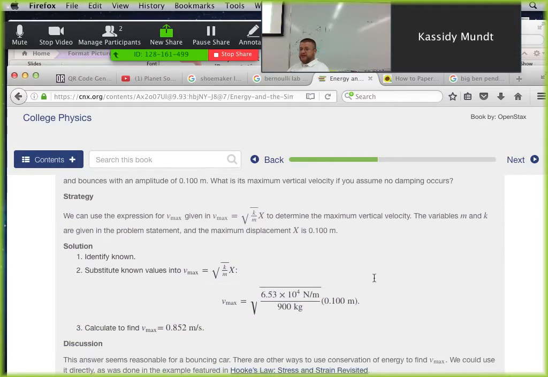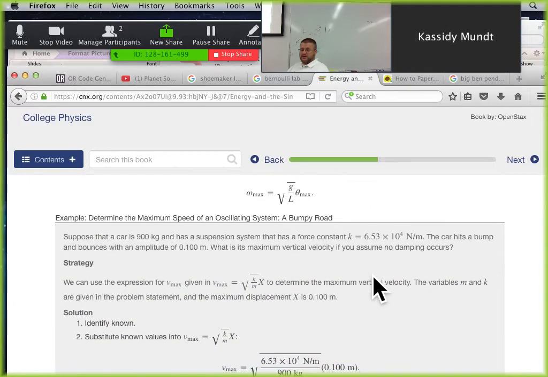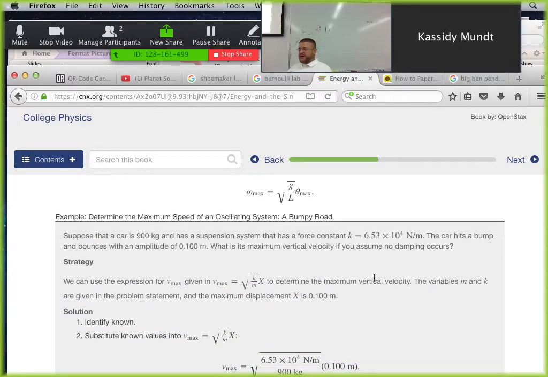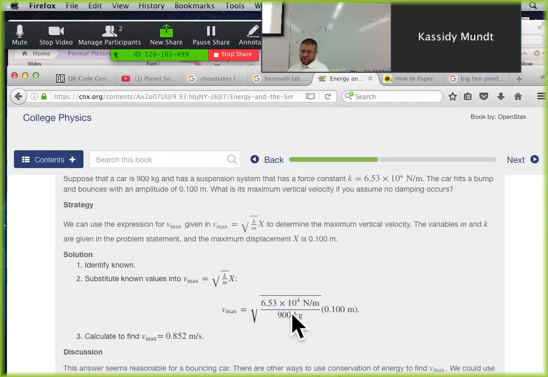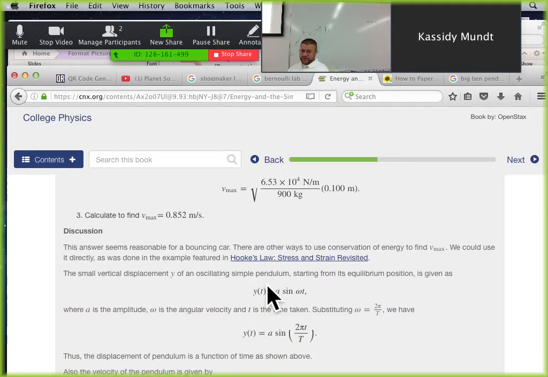So the maximum speed of oscillation on a bumpy road, right? You have a 900 kilogram car, you've got a mass, you've got a force constant in the springs. It hits a bump and bounces with this amplitude. We want to know the maximum vertical velocity if no damping occurs. Well, you just solve it. Plug it in, crank it out, 0.852 meters per second. It's kind of important because you don't want a car to accelerate you too much, right?